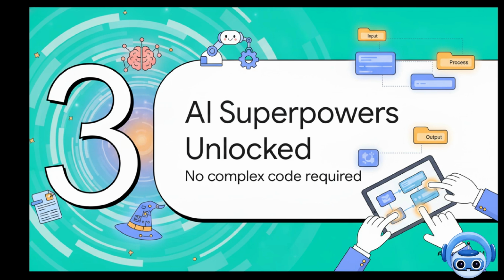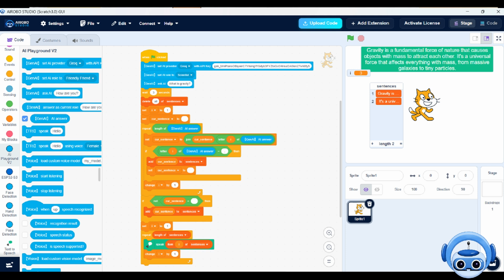Okay, Section 3, AI Superpowers unlocked. Let's see how this works with absolutely no complex code required. Setting up an AI is now quite literally as easy as snapping puzzle pieces together. To integrate a large language model, you just snap in a block that says Set AI Provider to Groq and paste in your API key. That's it. You can assign a persona, like friendly friend or scientist, just by clicking a dropdown. Need text-to-speech? There is a block that straight up says Speak hello using voice female. It takes something that usually requires all this complex API routing and turns it into child's play.